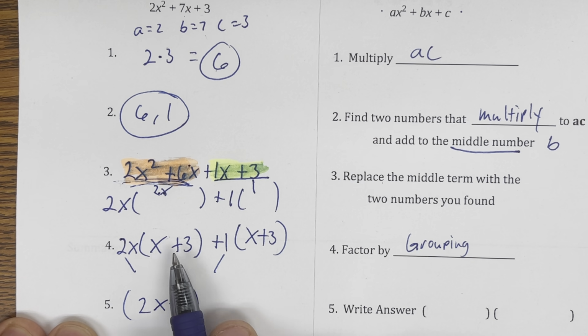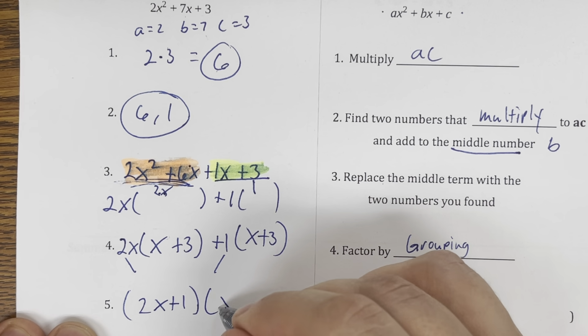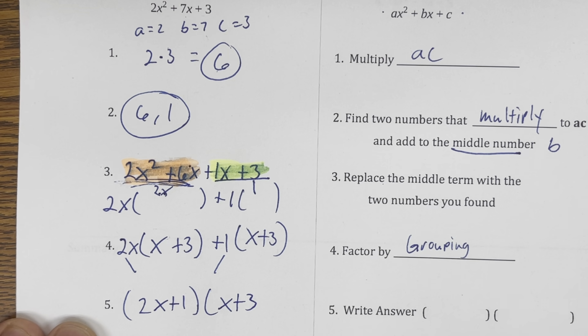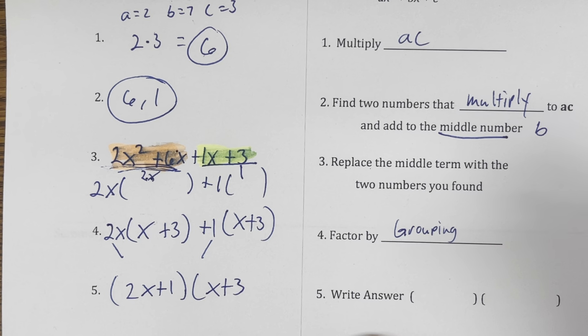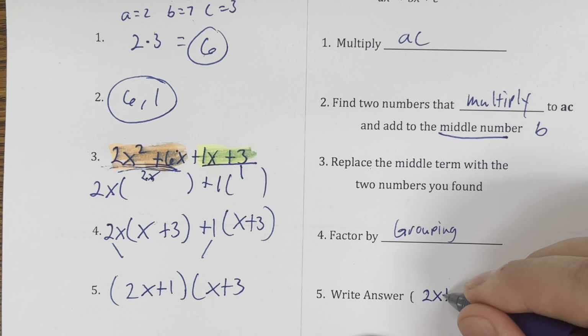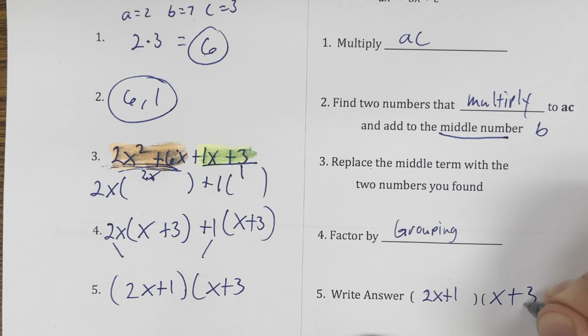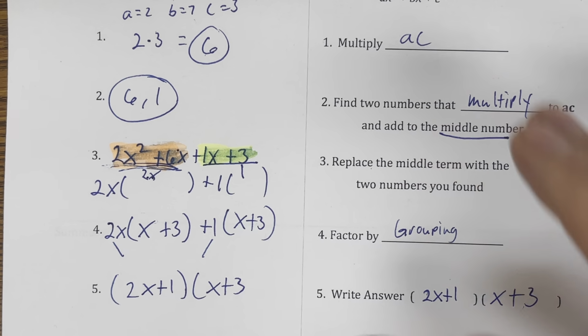Inside the other set is the common set of parentheses, which is x plus 3. And then we'd write our answer out in that format: 2x plus 1 times x plus 3. You could distribute it out to check your work, okay? So I'm going to do a few more. Let's kind of put it into words.